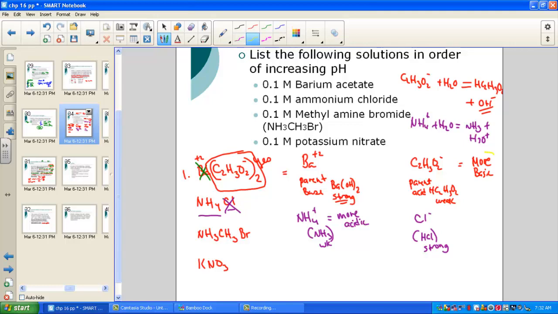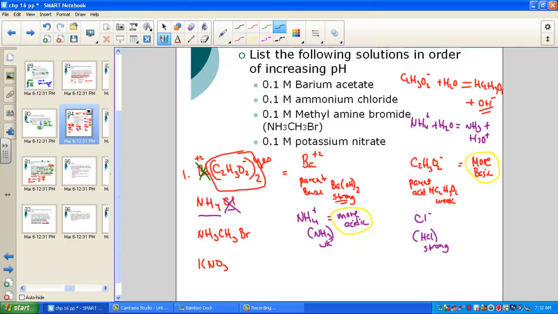So let's just highlight how we go through. The first salt is ending up to be basic. The second salt we decided would make an acidic solution. So far we have them being ranked as NH4 plus, more acidic, compared to the acetate, which is more basic. Well, let's keep working. We have 2 more to get through here.